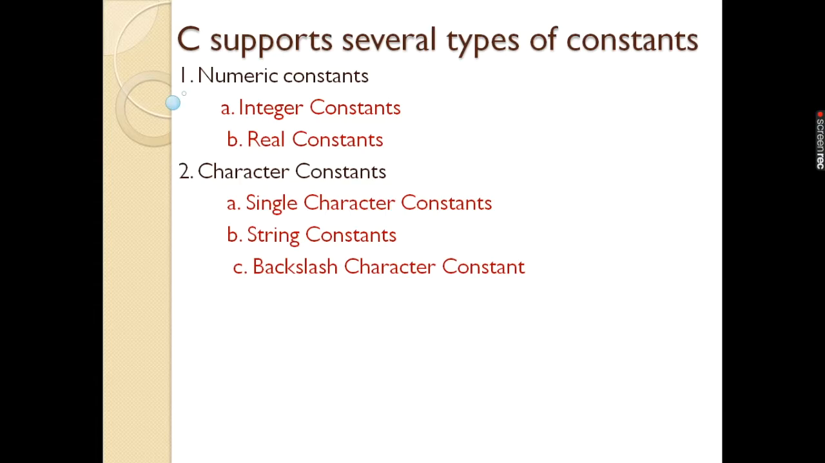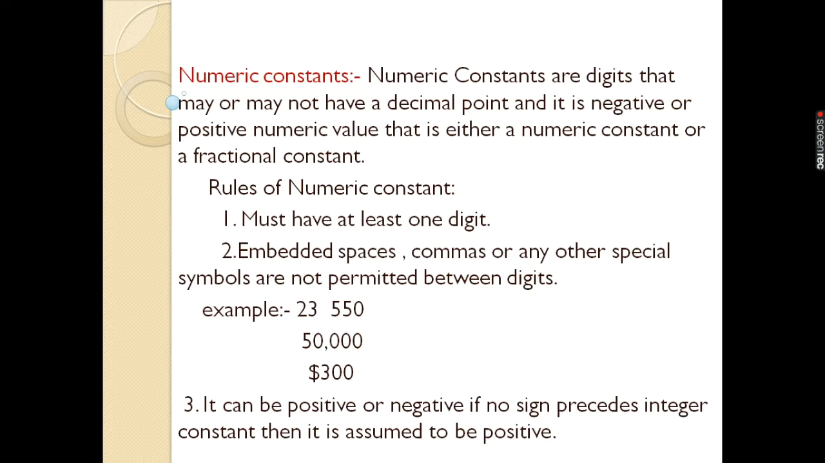First we will learn what a numeric constant is. Numeric constants are digits that may or may not have a decimal point, and they can be negative or positive numeric values, either whole or fractional. As an example we can say 181, 8.78, minus 5.67 and minus 628. They consist of digits. So these examples are called numeric constants.